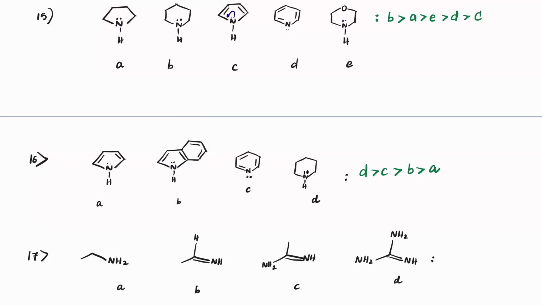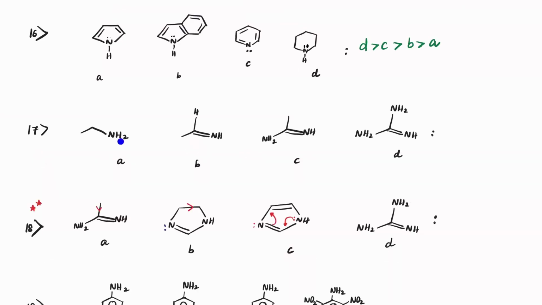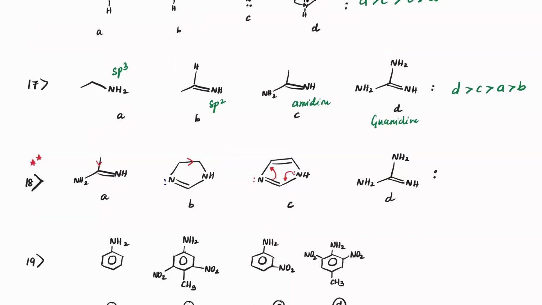Next, here this is only localized. This is localized and sp3. This is localized and sp2. And this is amidine, a different form. Amidine form is very basic, and guanidine form is extremely basic. So based on that logic, D should be greater than C, greater than A, greater than B. This will be the basic character.